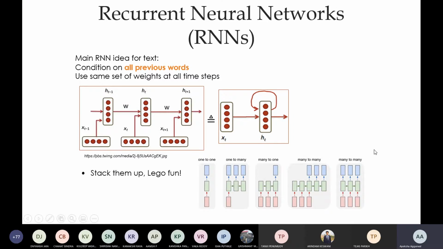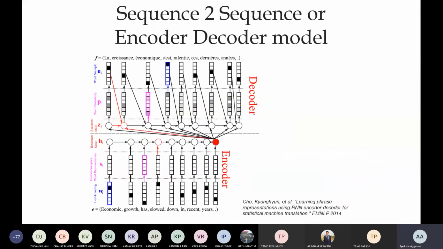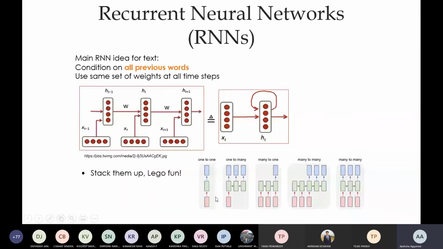There are multiple examples also. So let's see sequence to sequence. In these examples we have one to many, many to one, and many to many. So there can be multiple types of neural networks. The encoder decoder is a club of many to one and one to many. In the encoder we have many inputs and one output, and in the decoder we have one input and multiple outputs. So this is the decoder part, and this is the encoder part.